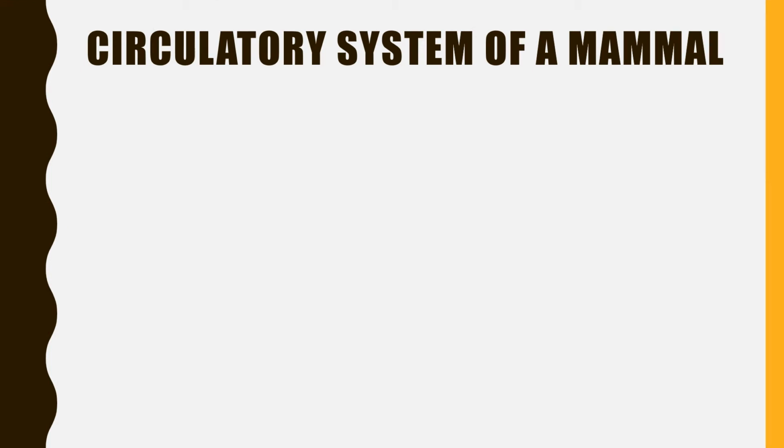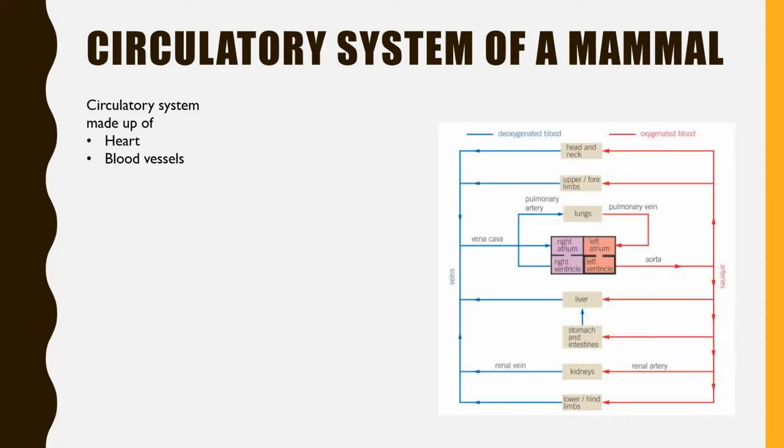Circulatory system of a mammal. The circulatory system is made up of the heart and blood vessels. And this is a little diagram showing you where everything is. So you have blood entering by the vena cava into the right atrium. Then it goes into the right ventricle and then to the pulmonary artery.